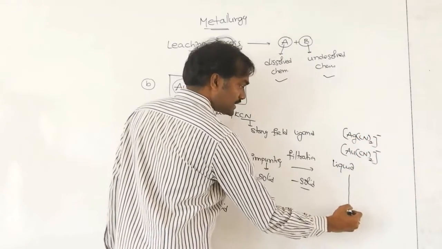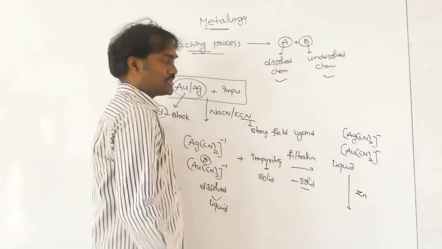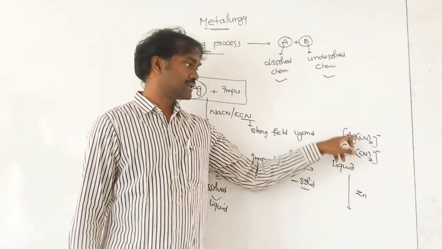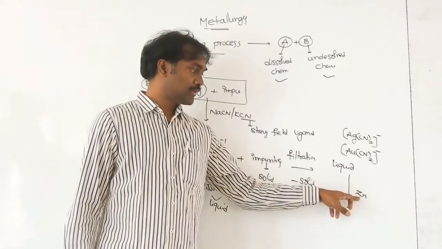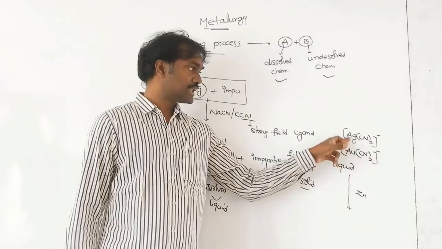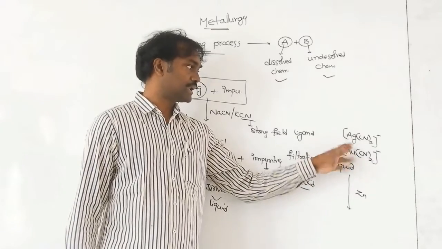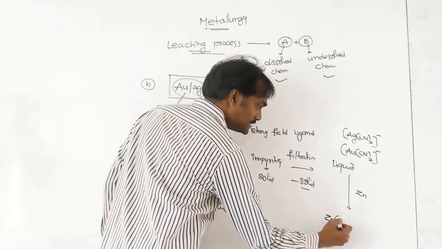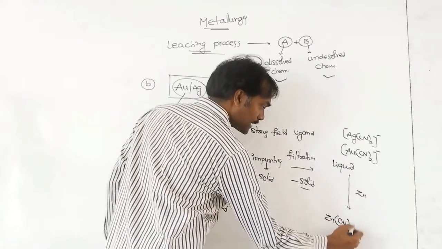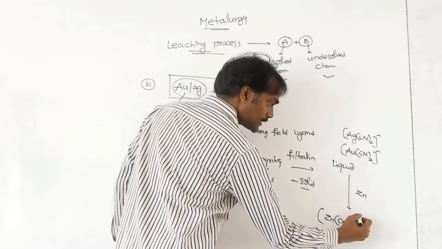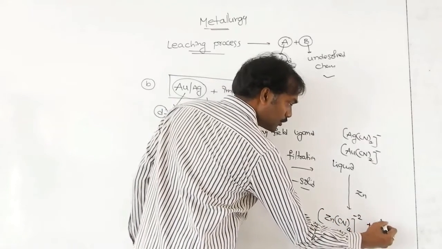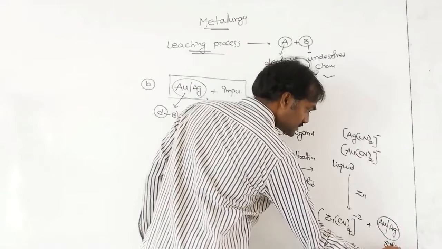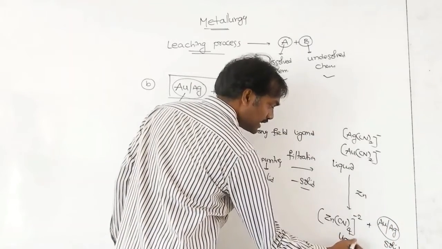Now this is treated with zinc. Zinc's reduction potential is more powerful than gold and silver. If you treat with zinc powder, zinc goes inside the complex and occupies the place of the metal, and the metals come outside. Zinc becomes a zinc complex. Gold and silver separate out as a solid, while the zinc complex is dissolved in the liquid.